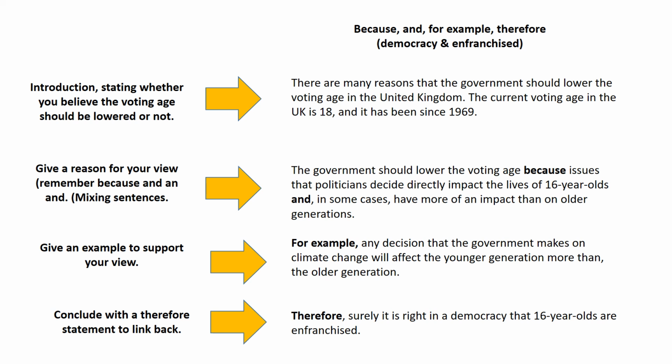Then you give an example to support your view. So for example, any decision that the government makes on climate change will affect the younger generation more than the older generation. I'm trying to be persuasive, so I want to give examples to help persuade. And then a conclusion with a therefore statement to link back. So therefore, surely it is right in a democracy that 16-year-olds are enfranchised. Now, we've got that word democracy and we've got that word enfranchised. We know those two words, so actually we need to upskill our vocabulary, so we need to be making sure we're using those words.